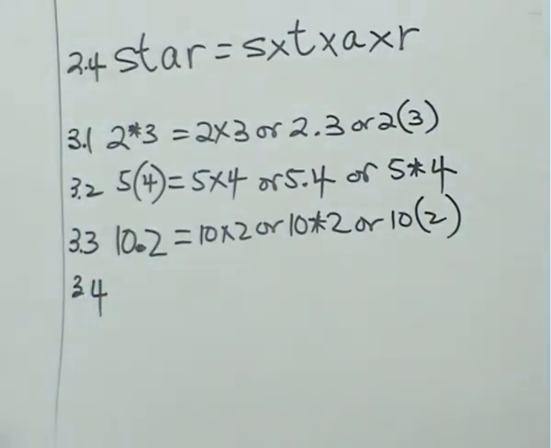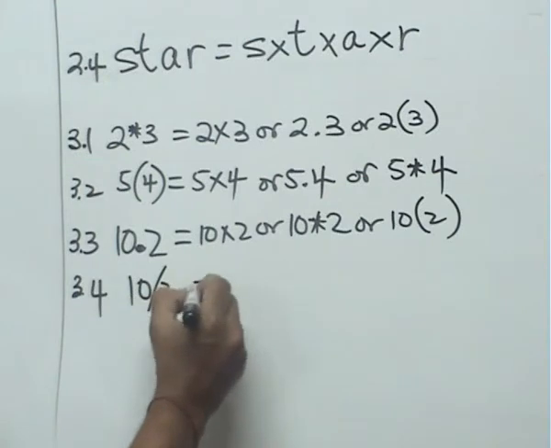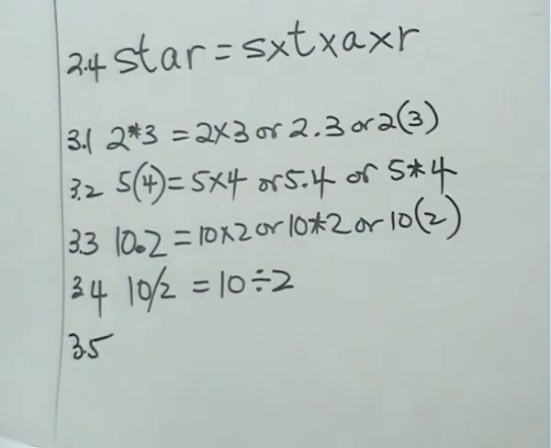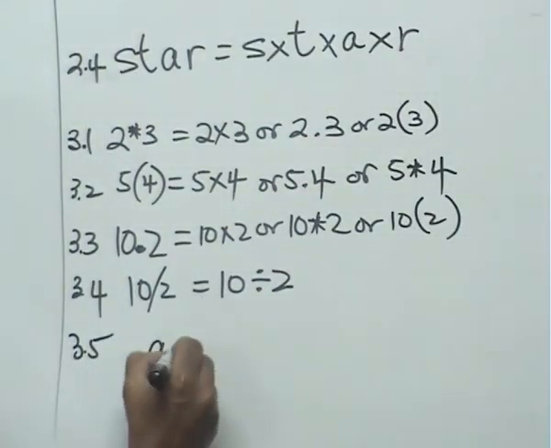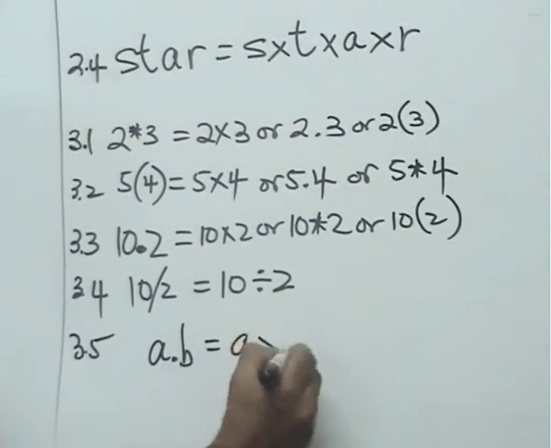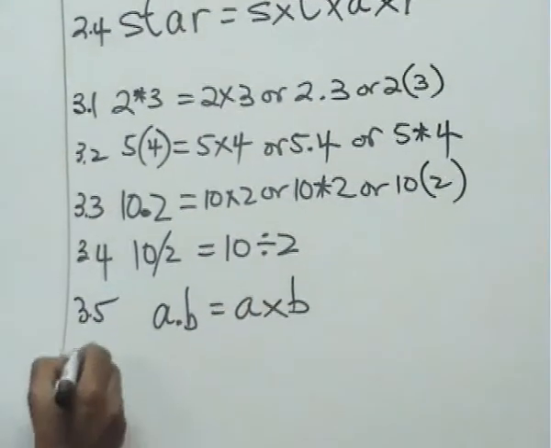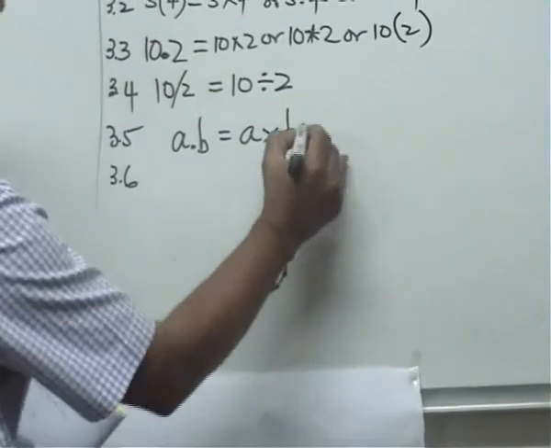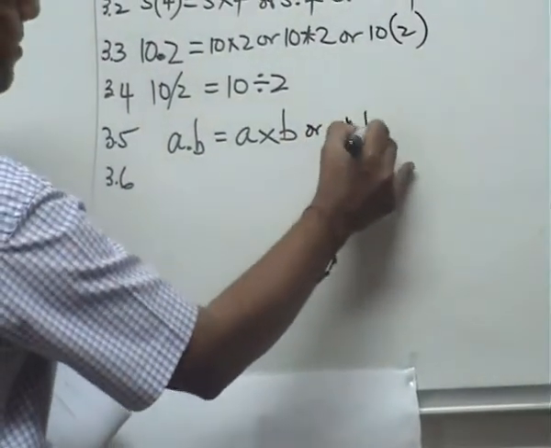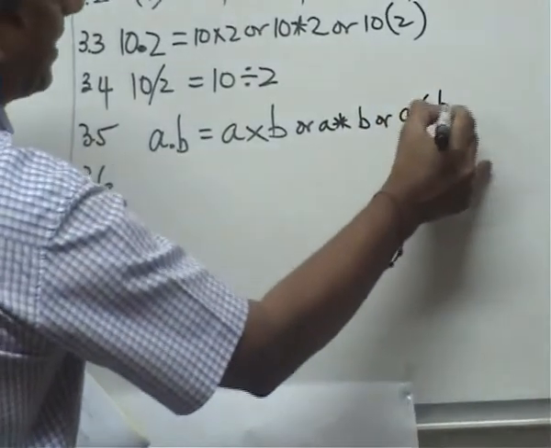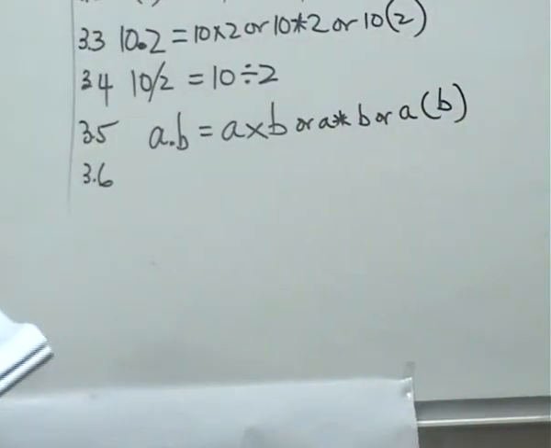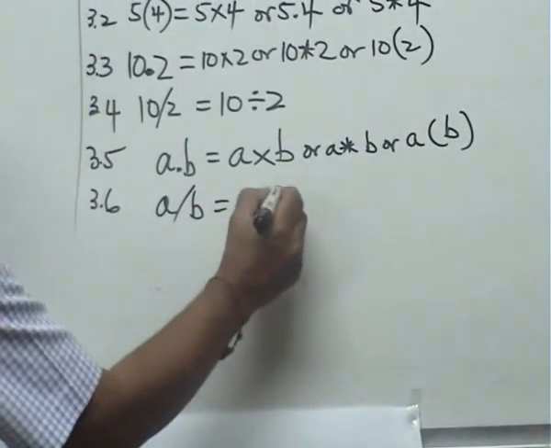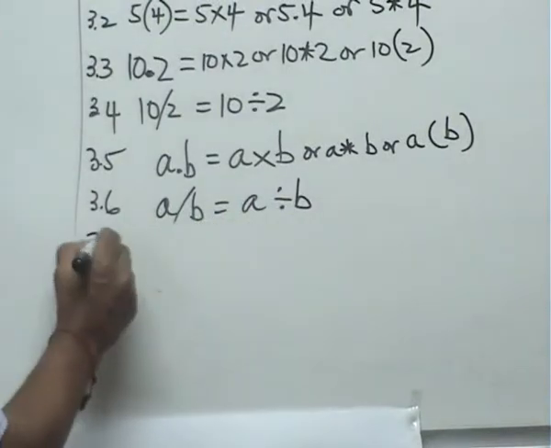3.4, 10 slash 2 is equal to 10 divided by 2. 3.5, A dot B is equal to A times B. 3.6, now it could be A times B, or A asterisk B, or A bracket B. 3.6, A slash B is equal to A divided by B.